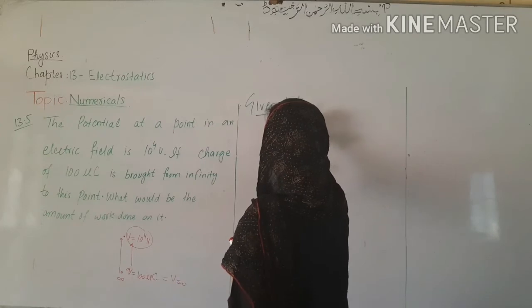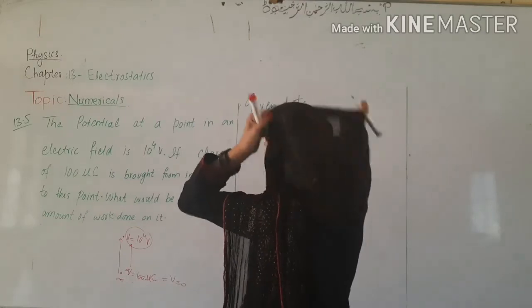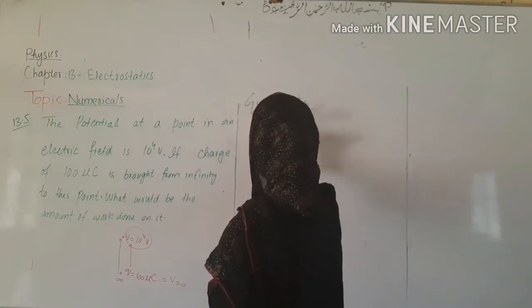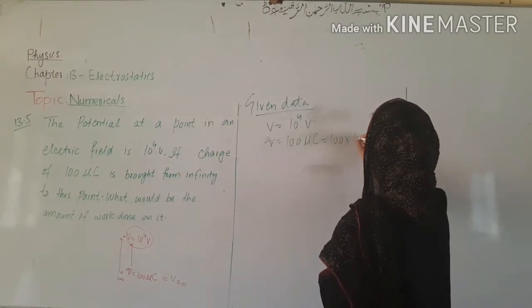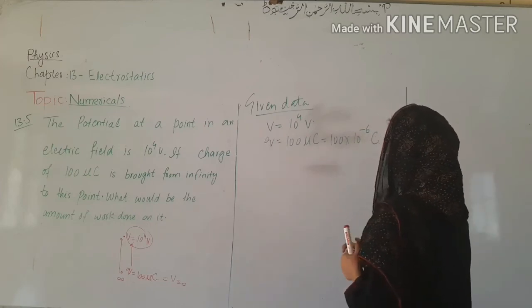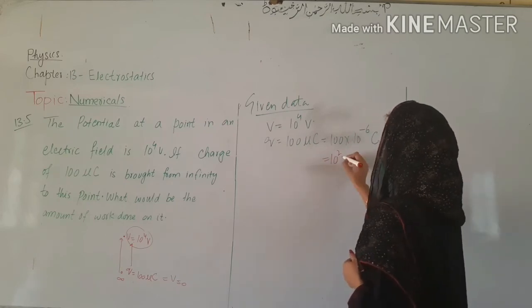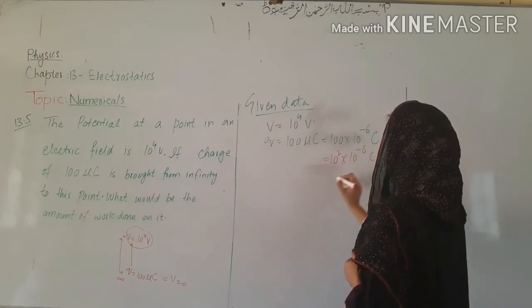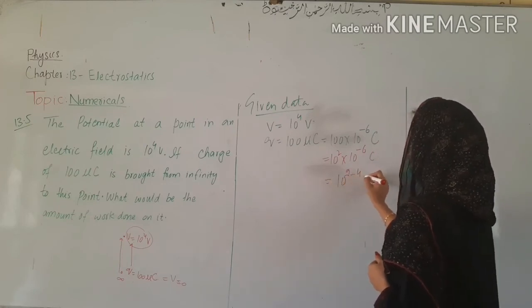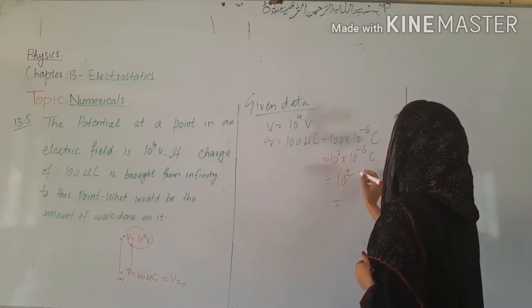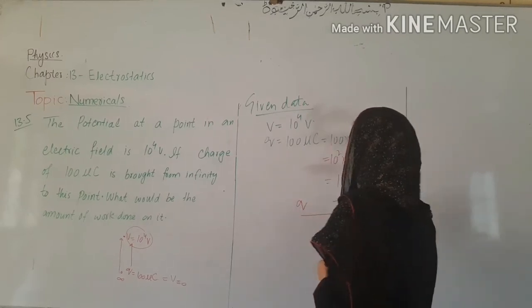According to the given data, the potential is equal to 10 to the power 4 volts, and the second thing, the amount of charge, Q is equal to 100 microcoulombs, which is converted as 100 multiplied by 10 to the power minus 6 coulombs. 100 can be written as 10 to the power 2, and 10 to the power minus 6 as it is, so it can be solved using the base 10 power formula: 2 minus 6, sorry, it would be 10 to the power minus 4 coulombs. So Q is equal to this.